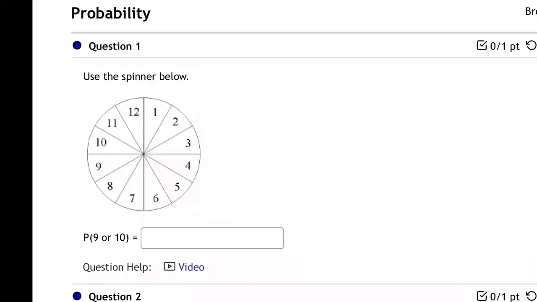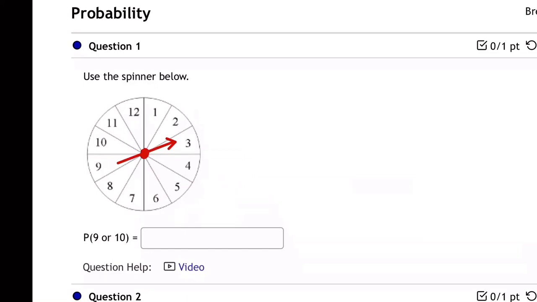Okay, so on this question, we are being asked for the probability down here. It says, what's the probability of getting a 9 or a 10? So what we're talking about is a spinner. It doesn't show the dial, so let me just make one here. Suppose we've got a little spinner dial here, and here's the center of it. You're just going to flick the spinner and it's going to spin around and around.